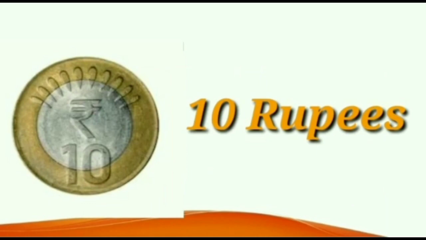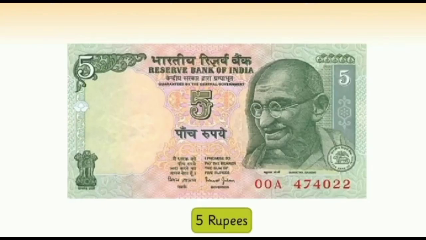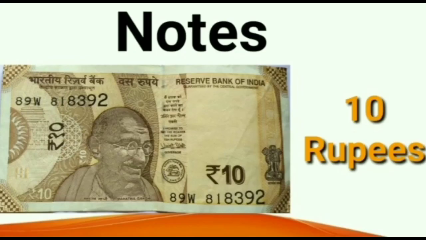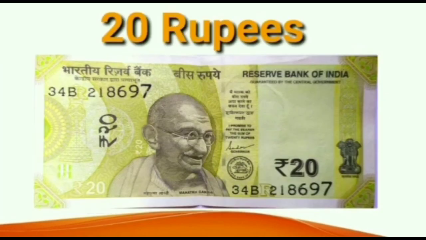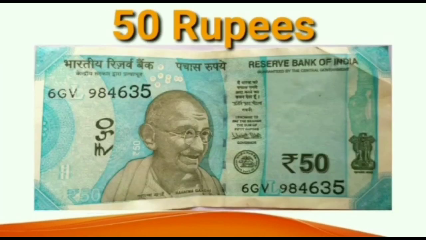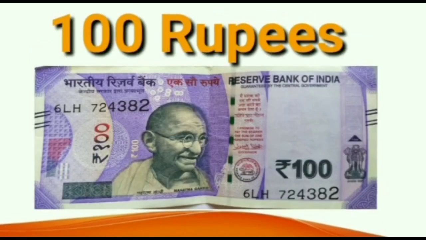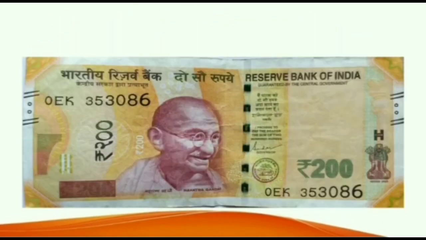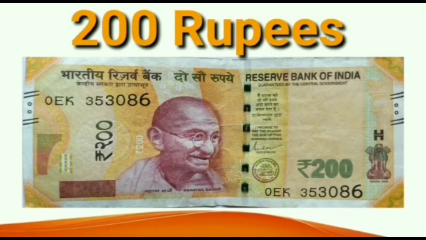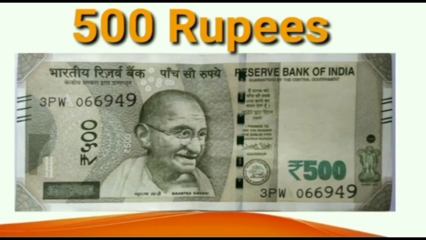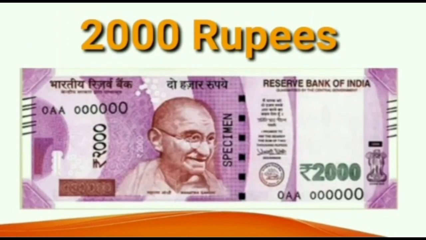As we have seen all the coins, let us now see all the notes. This is a 5 rupees note. This is a 10 rupees note. This is a 20 rupees note. A 50 rupees note. A 100 rupees note. A 200 rupees note. A 500 rupees note. And this is the 2000 rupees note.